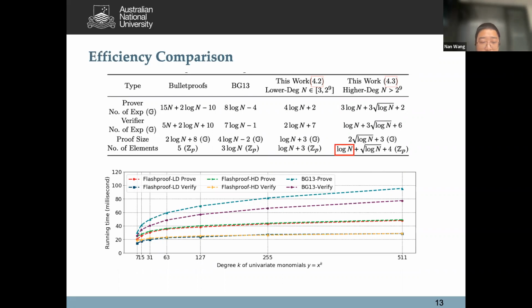And our higher degree argument uses one log n field element to mask the input x, which is enclosed in the red frame. Thus, we can combine multiple single arguments with different polynomial relations and sharing the same inputs. So these field elements will be shared by multiple arguments. When the aggregation size increases, the communication cost will asymptotically approach square root of log n. The same also applies to the verification efficiency.